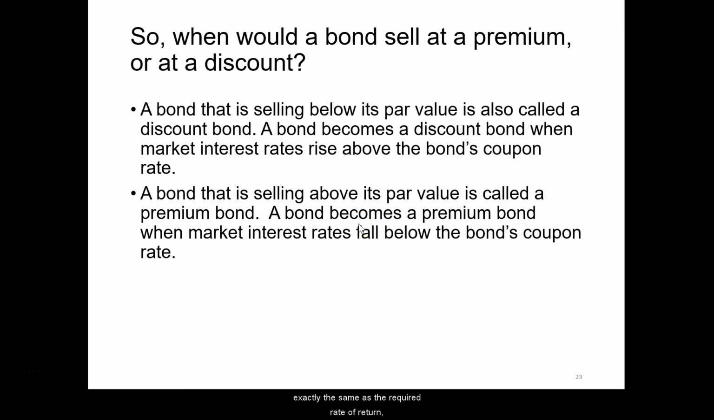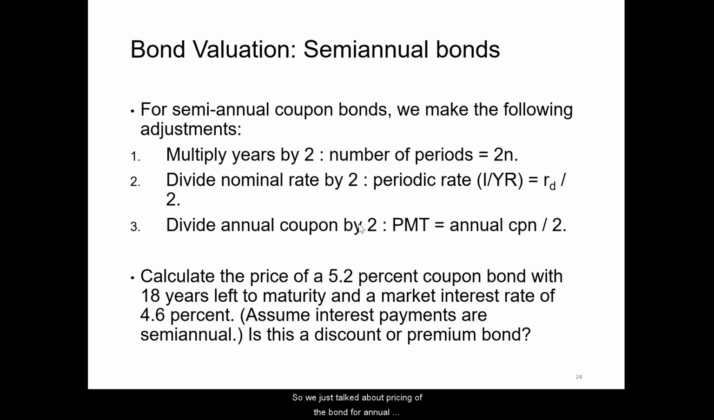If the coupon interest rate is exactly the same as the required rate of return, the bond price will be exactly the same as the par. So we just talked about pricing of the bond for annual coupon bonds with fixed amount of annual coupon payments. What if we have bonds that pay coupon payments semi-annually? For the semi-annual coupon payment bonds, essentially the same ideas, but we just need to make some adjustments.